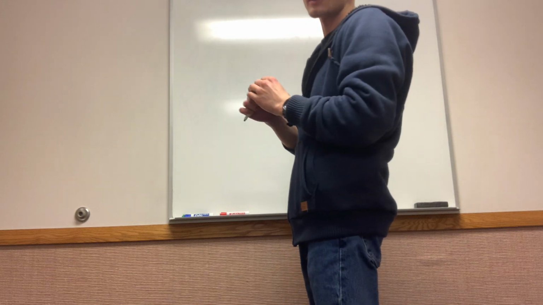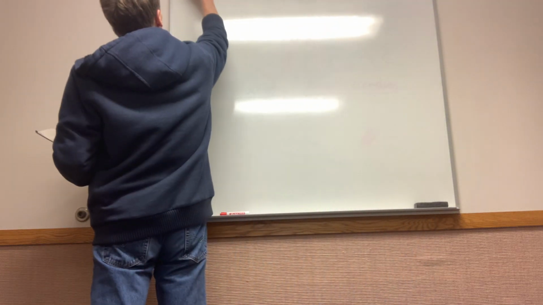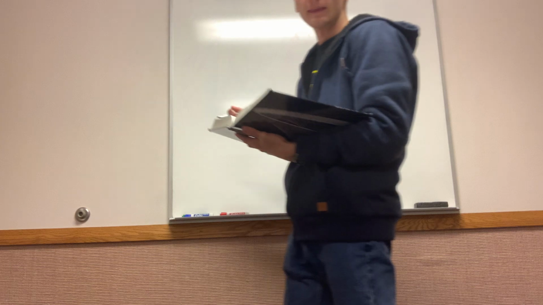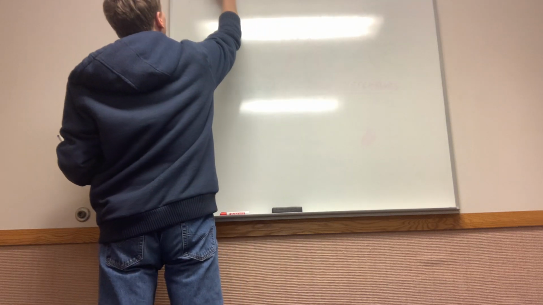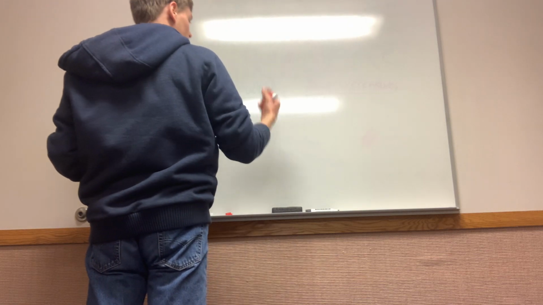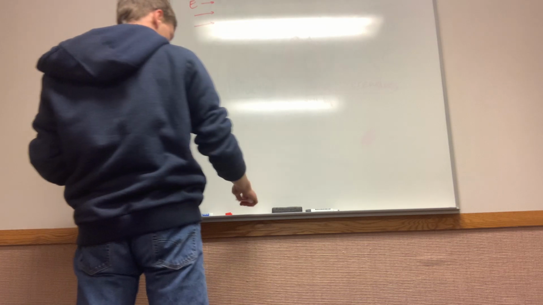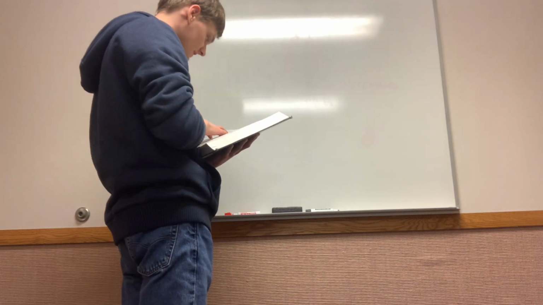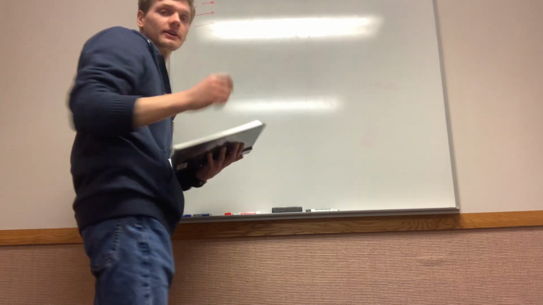This is problem number 5, which says that a hemispherical surface with radius r, I'll draw that a little bit better, in a uniform electric field E, let's see, and the axis is parallel to the electric field. Calculate the flux through the surface.